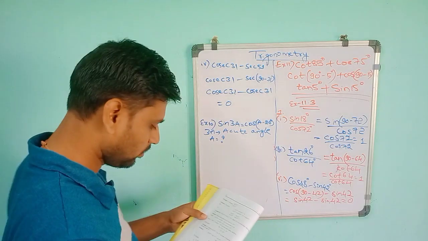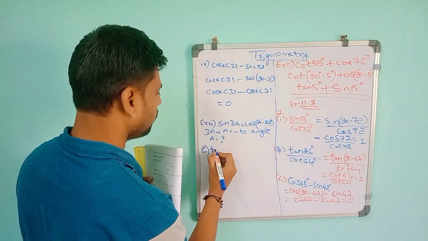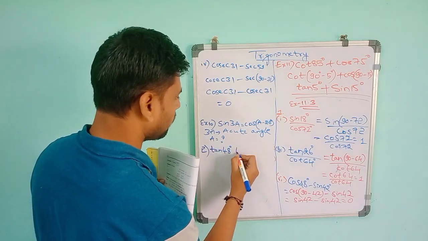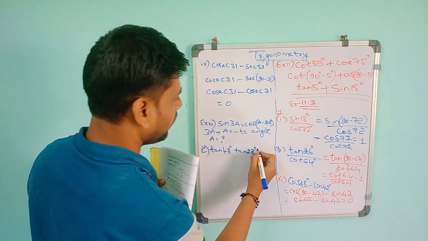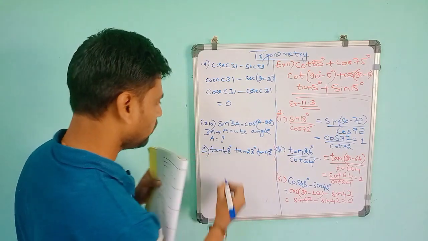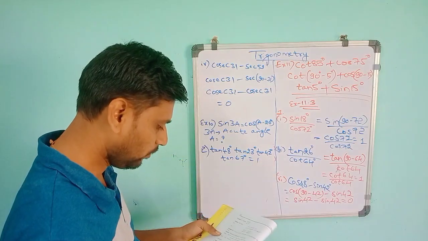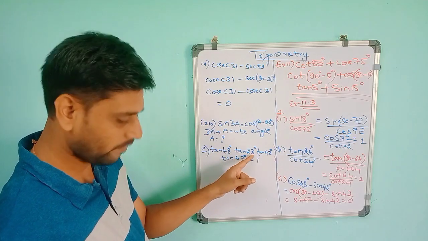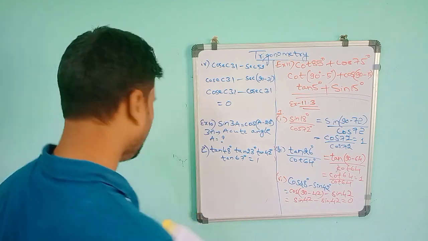In that second one, show that tan 48 degree into tan 23 degree into tan 42 degree into tan 67 degree is equal to 1. So that means you have to prove that tan 48 degree into tan 23 degree into tan 42 degree into tan 67 degree is equal to 1. So the answer should become 1.